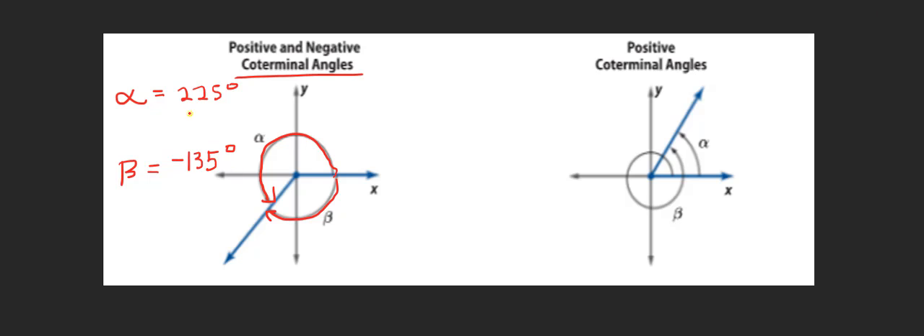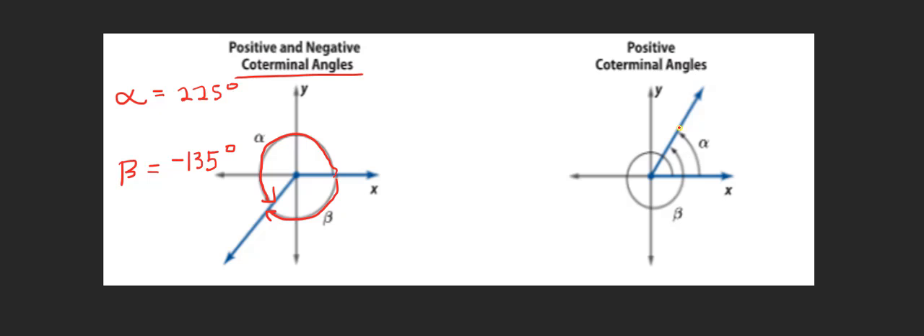Now, they have different measurements. Alpha is 225 degrees. Beta is negative 135 degrees. However, they both have the same initial side and terminal side. These two are examples of coterminal angles.